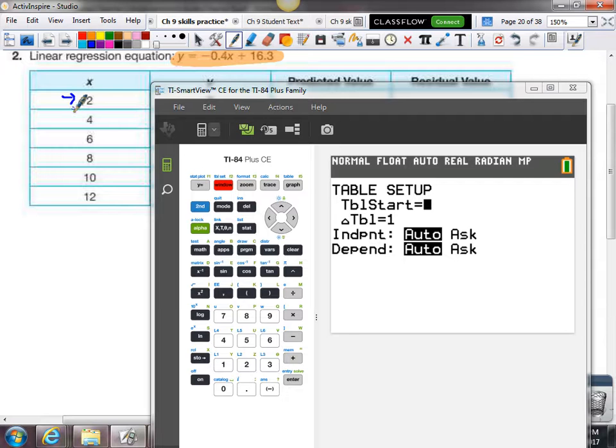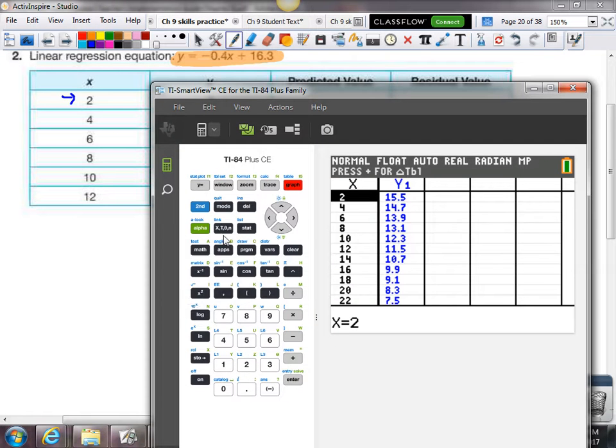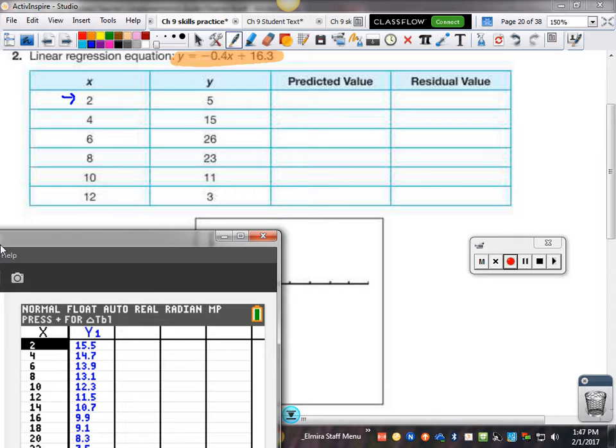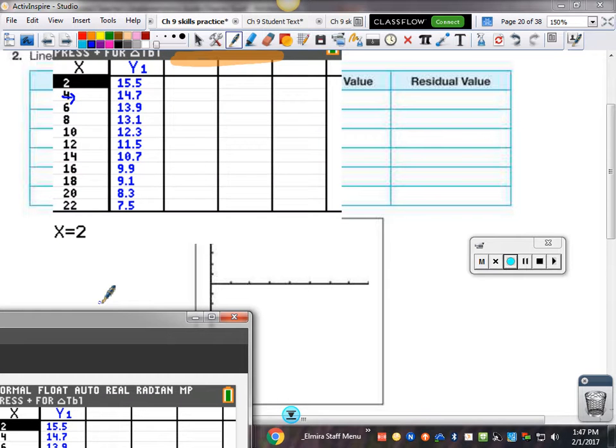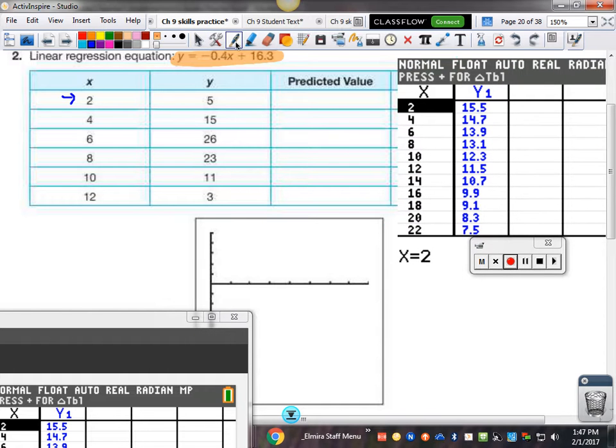Take the time, it's worth it, to set up your table, second table set. This data starts at 2, so put your table start at 2, and it's counting by 2s, and so set your delta table as 2, because then the next part's going to be really easy. You go to your table, and filling in these values is fast. We've got 15.5. We can just go in order because we've set it up that way. Otherwise, you have to scroll and make sure you only pick the values you need.